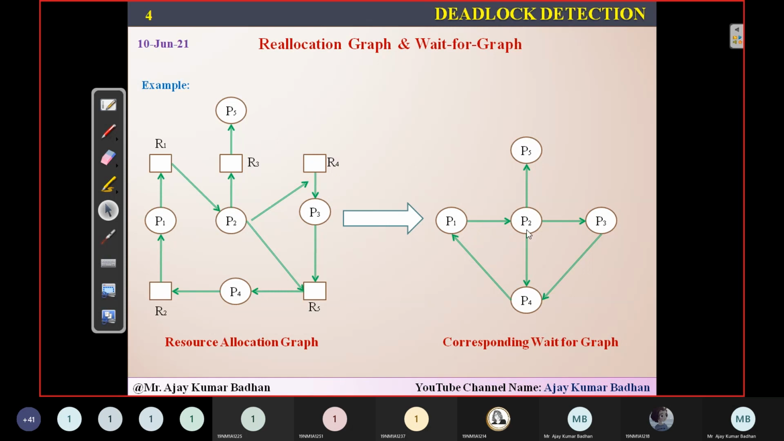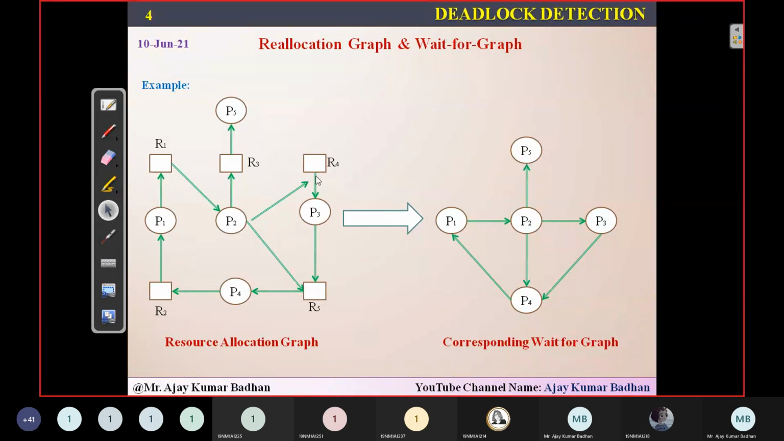So there is a link from P1 to P2. So P1 is waiting for P2 to release this particular resource. Very easy. And same way from P2, you have a link to R3, meaning P2 is requesting resource 3, but who is holding this resource? P5. So directly there is a link from P2.